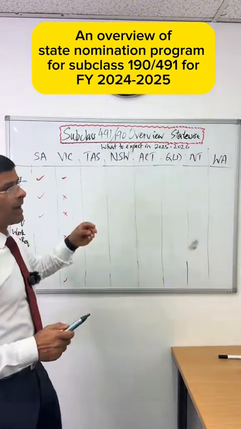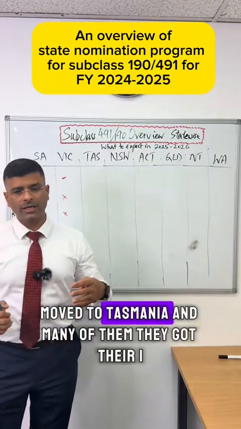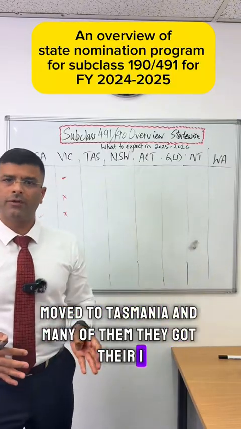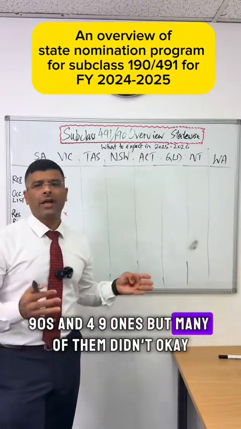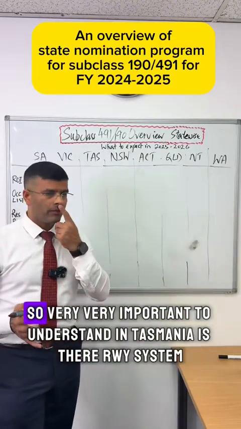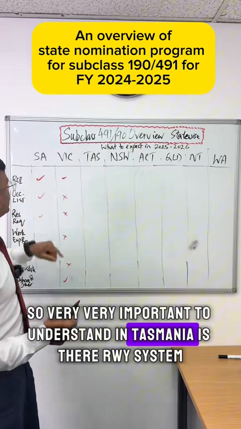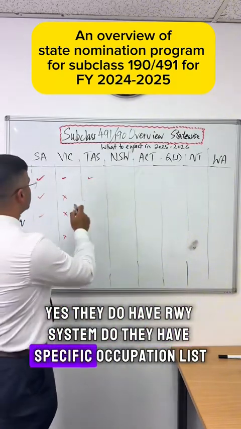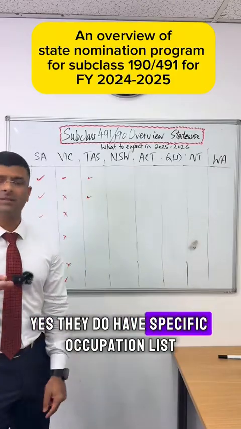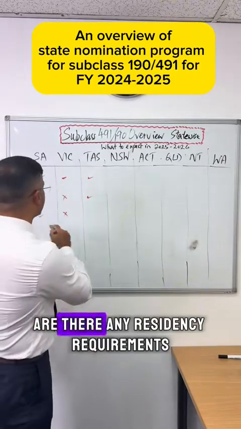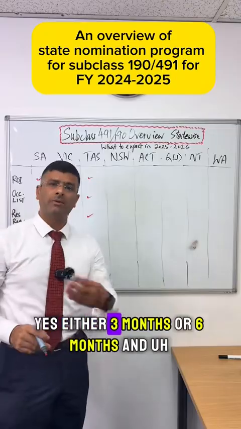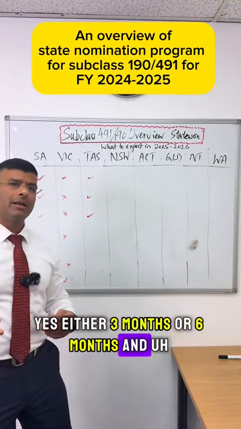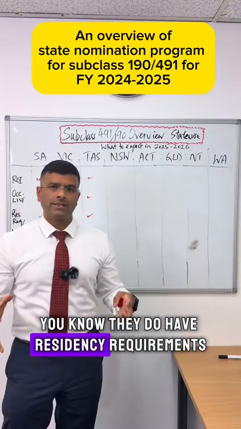So a lot of people moved to Tasmania, and many of them got their 190s and 491s, but many of them didn't. Okay, so very, very important to understand. In Tasmania, is there an ROI system? Yes, they do have an ROI system. Do they have a specific occupation list? Yes, they do. Are there any residency requirements? Yes, either 3 months or 6 months, and they do have residency requirements.